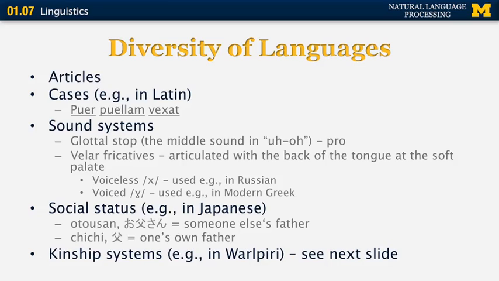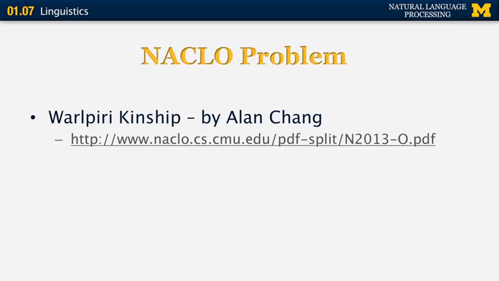So English has uncles and aunts and daughters-in-law and so on. But some languages have more than 100 different ways to refer to your relatives. In fact, one of the most complicated kinship systems comes from the language called Warlpiri. And this brings us to the next NACLO problem by Alan Chang, which is listed on this website. If you go and try to solve this problem on your own, you will realize that this language is related to a specific community of people that has different castes, which can intermarry, but then the descendants of people from the different castes can have different names depending on how many generations have happened since the intermarriage.